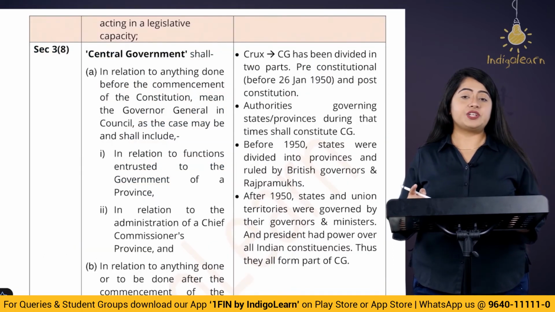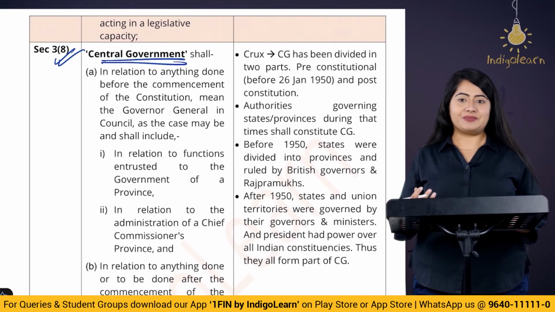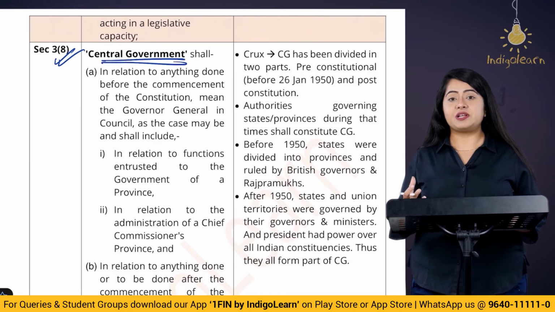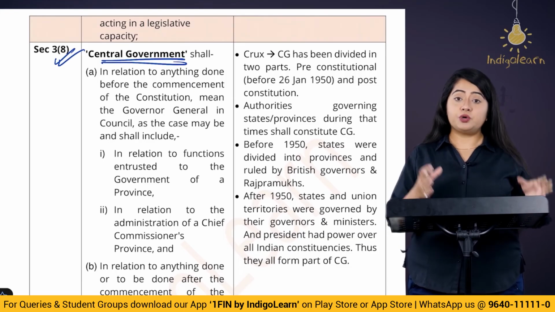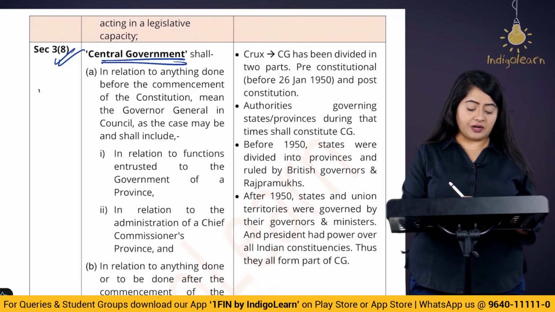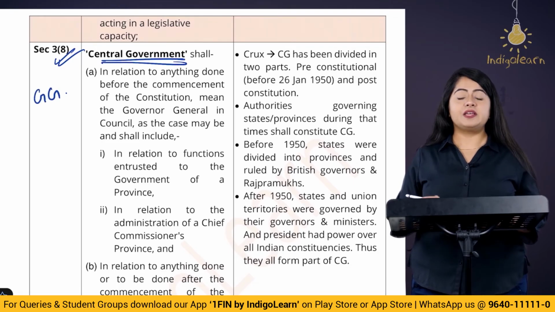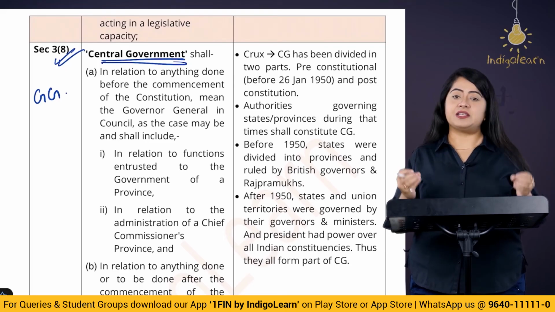The next clause we are checking is clause number 8, which defines central government. So, what is central government? Again, here the meaning of the word central government is also different before the Constitution and after the Constitution. Before the Constitution, we had Britishers who were ruling. So, at that time, there used to be a Governor General. Along with that, there used to be a Constituent Assembly, right? So, that used to be considered as central government.